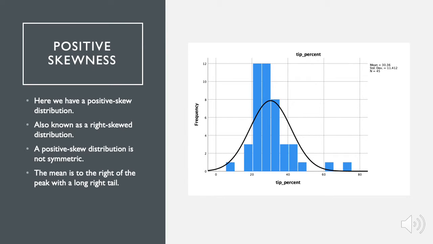Positive skewness. Here we have a positive skew distribution, also known as right skewed distribution. A positive skew distribution is not symmetric. The mean is to the right of the peak with a long right tail. We can view this here in our example of assignment 1 with our tip percentage.